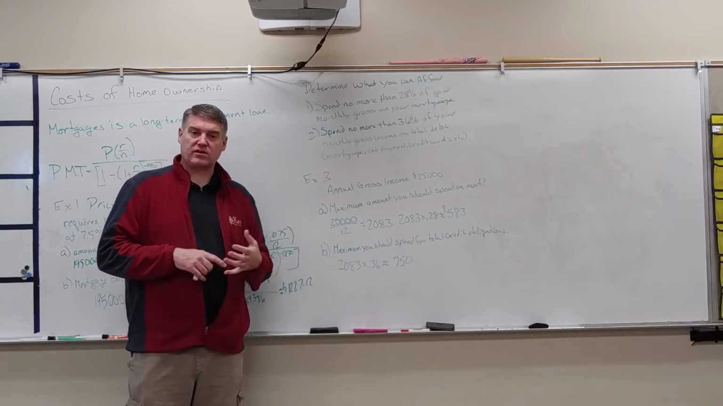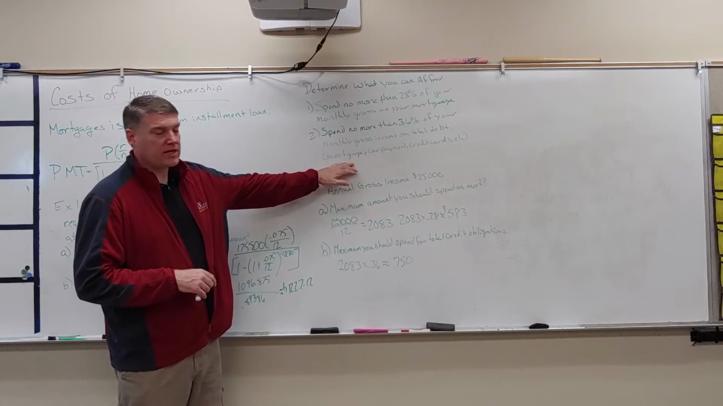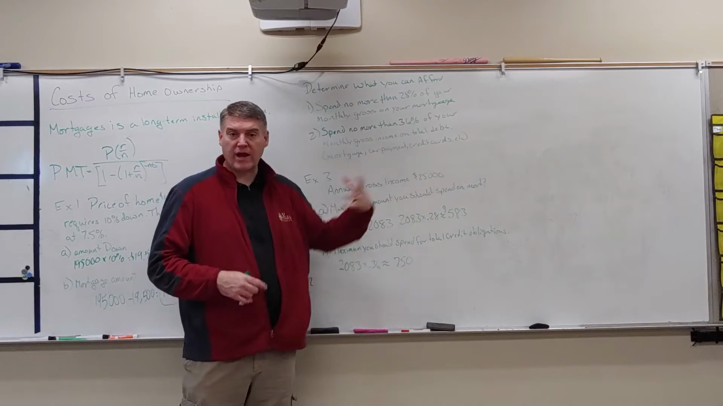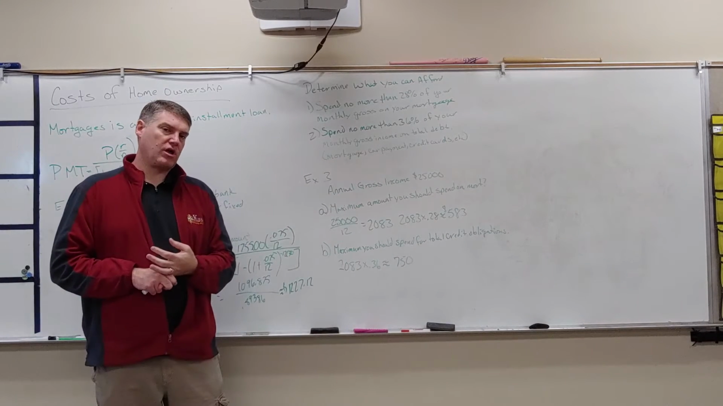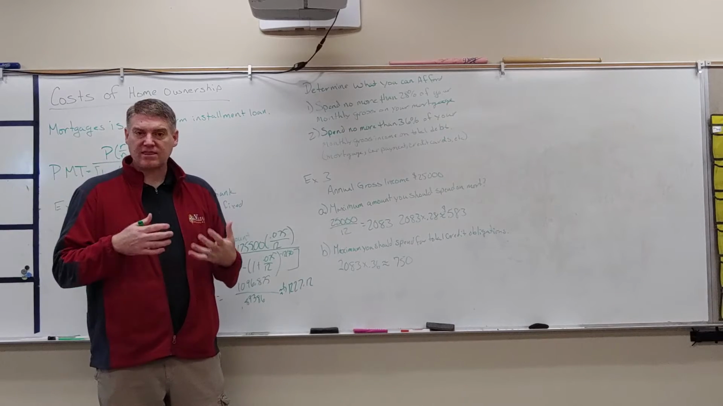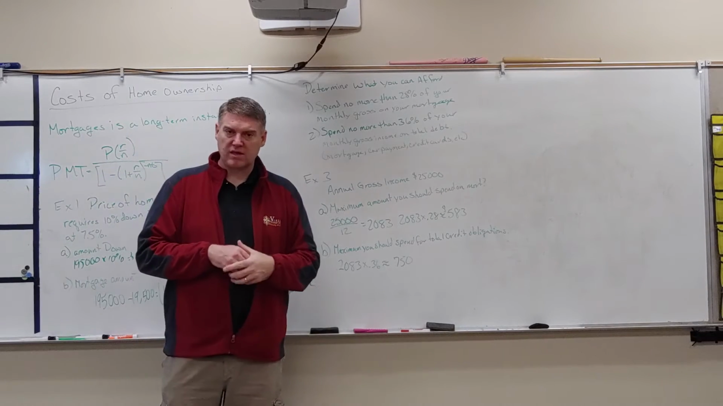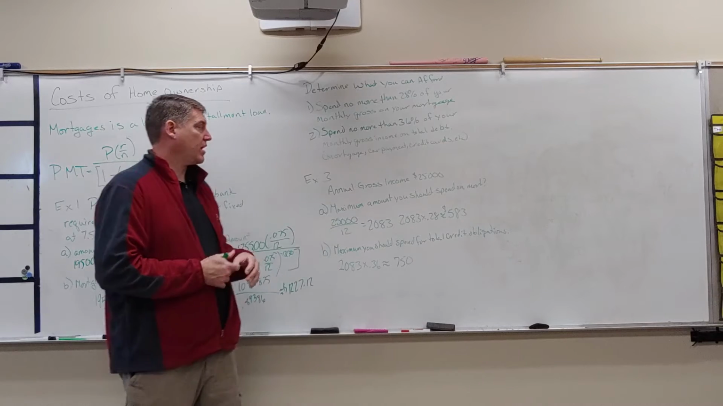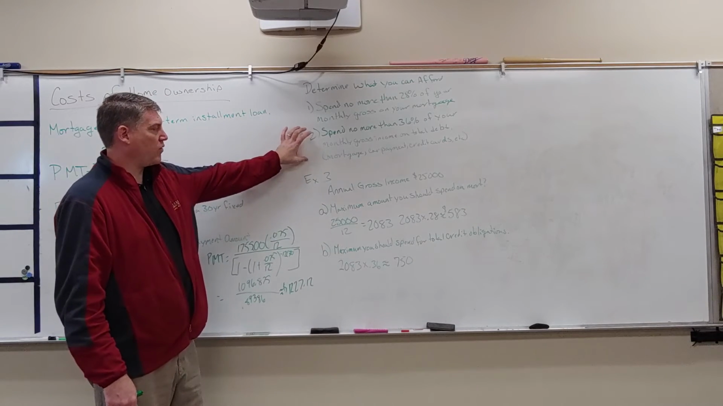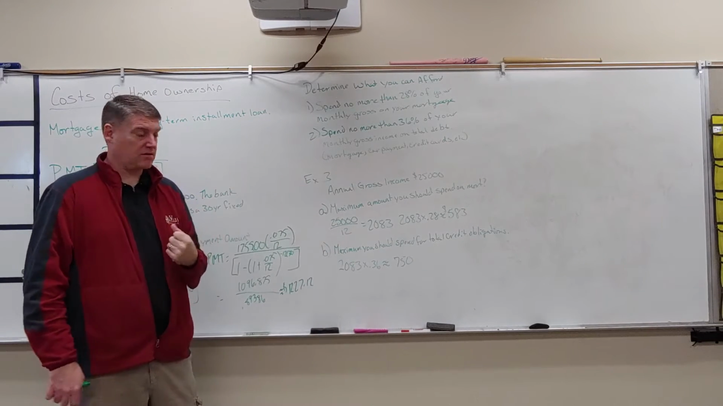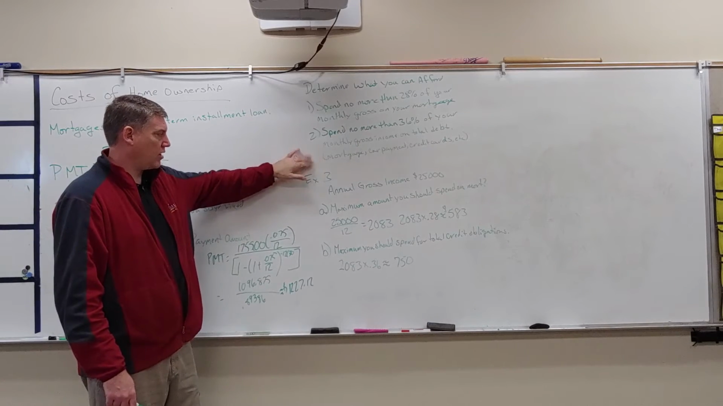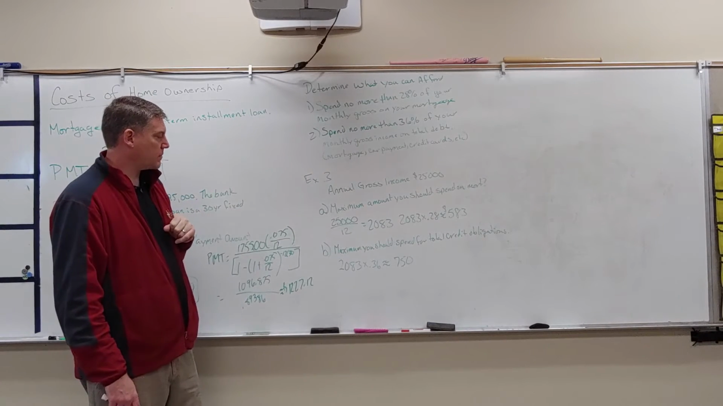Okay. Now the next thing is spend no more than 36% of your monthly gross income on total debt. So total debt includes your mortgage, your car payment, credit card bills, student loans, anything that you have to pay a monthly fee for is going to be within this 36%. Okay, so these are what we call credits. Okay.